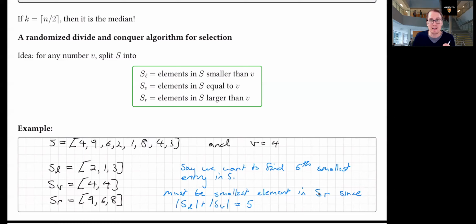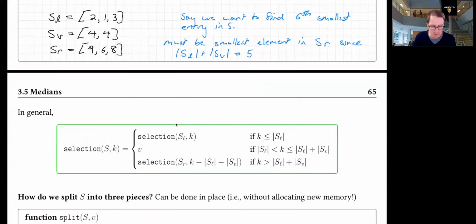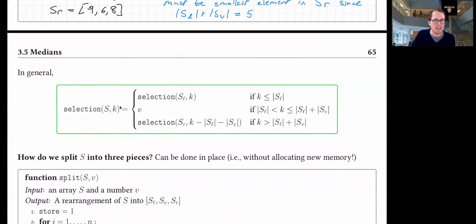And so this is exactly the rule that we're going to use. I haven't yet said how to pick V or anything, but this is the idea behind this algorithm that we're going to do. And so it looks like this. Let's say we want to find the kth smallest element in S, and we've split it into this S left, SV, and S right.